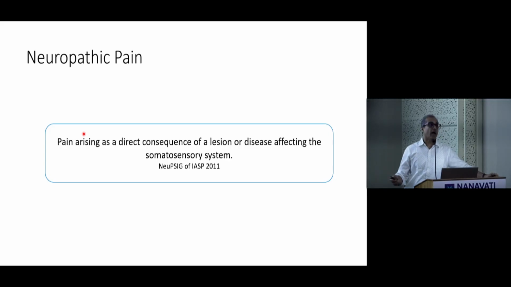The thing that is absolutely necessary is there should be a lesion or disease of the nervous system for that pain to be labeled as neuropathic pain. It cannot be just dysfunction. Dysfunction was the old definition. The 2011 definition by the neuropathic special interest group holds true even now. So that's absolutely the first thing that needs to be done.